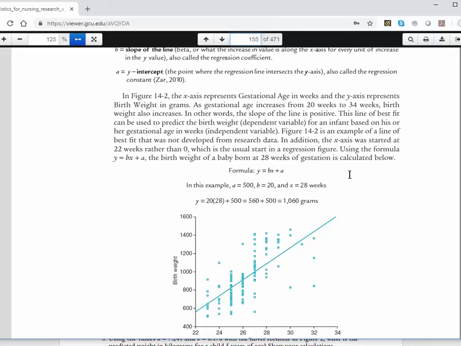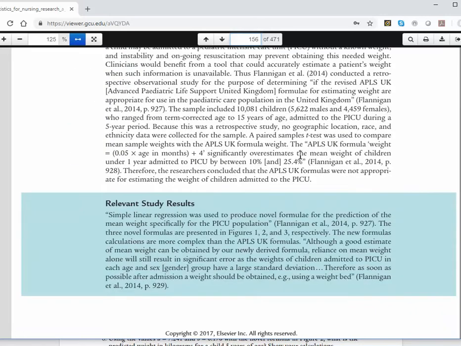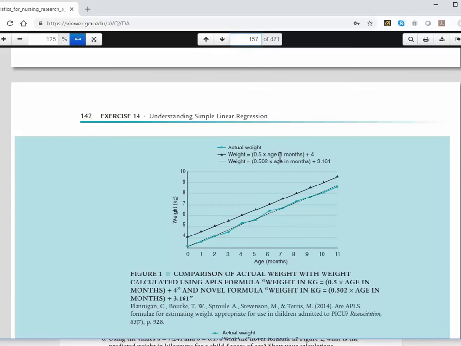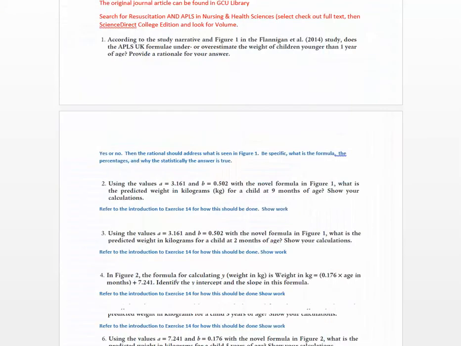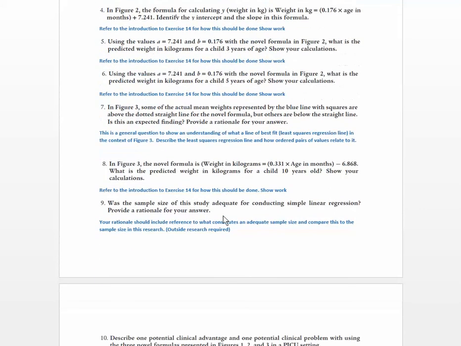Now look at this particular example. When you're doing the problem, make sure that as you look at the research article, you check what formula they used and what variables they are using. Notice here in figure 1, it's the age in months that is being multiplied. In the original example back in the introduction to the exercise, they were using weeks. So be sure you're consistent with what the researchers are using. And then show your work, show your substitution, and show your final answer. You're going to do that for several of the problems.